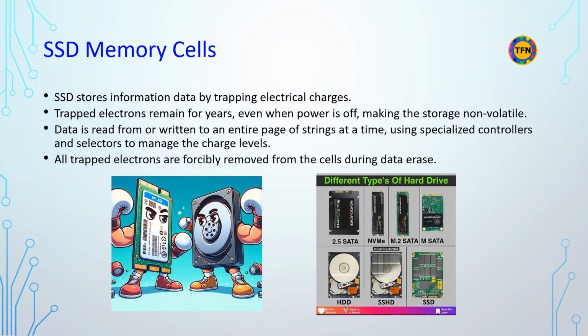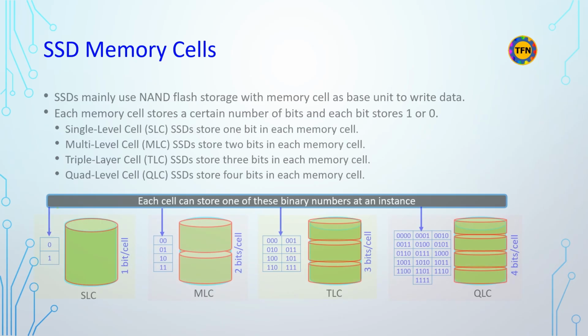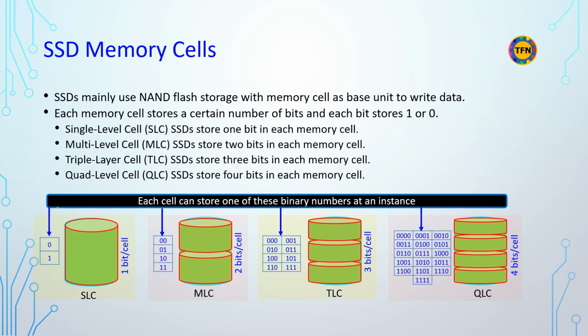SSD stores information data by trapping electrical charges which remain for years, even when power is off, making the storage non-volatile. Data is read from or written to an entire page of strings at a time, using specialized controllers and selectors to manage the charge levels. All trapped electrons are forcibly removed from the cells during data erase. SSDs mainly use NAND flash storage with memory cell as base unit to write data. Each memory cell stores a certain number of bits, and each bit stores 1 or 0.